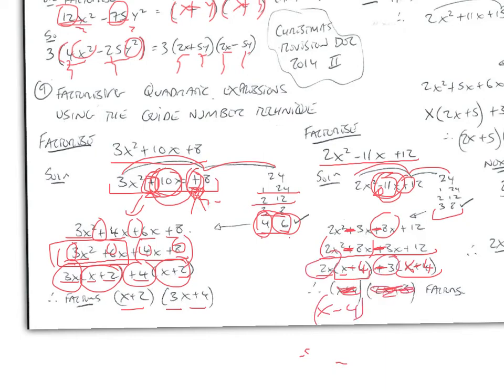So sorry, that should be 2x minus 3. Okay, so I made a mistake there with the signs, but you can see it's just been rectified here.